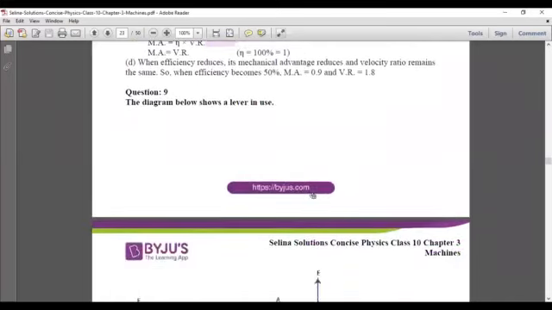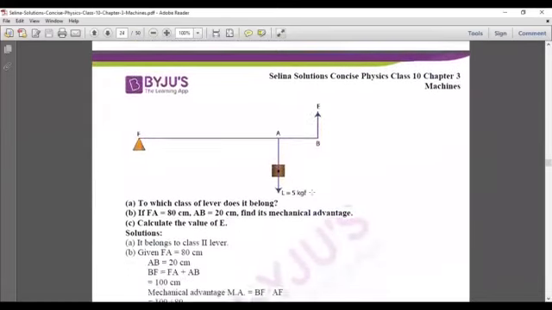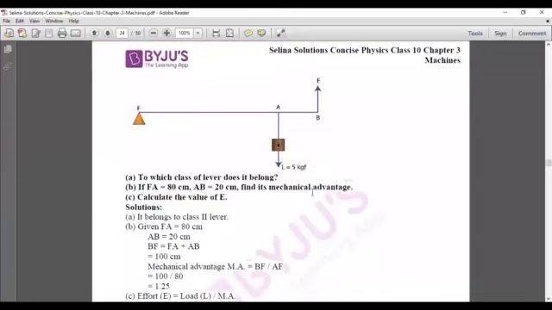The diagram below shows a lever in use. So to which class of lever does it belong? The load is in between effort and fulcrum, and effort and fulcrum are in opposite directions. So this is a lever of class 2.